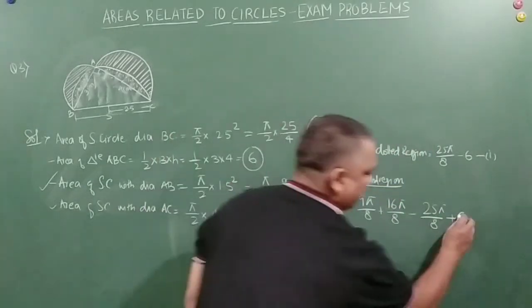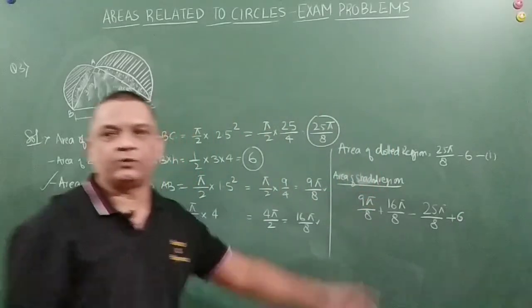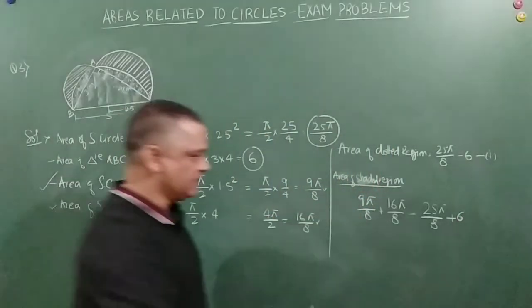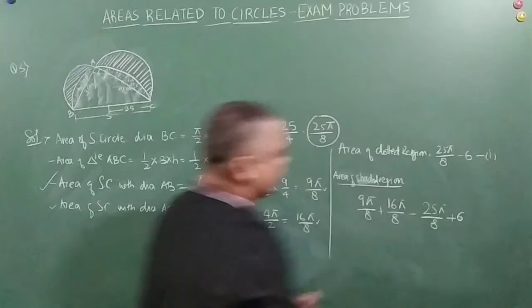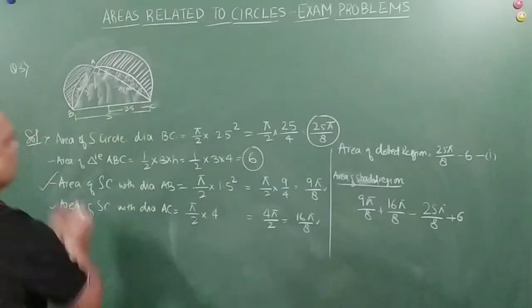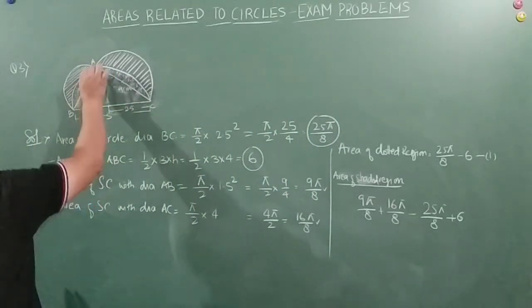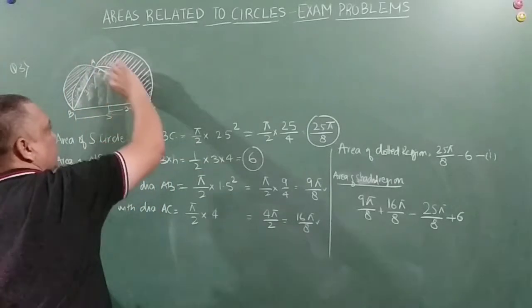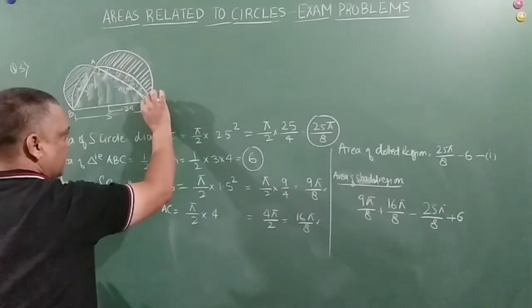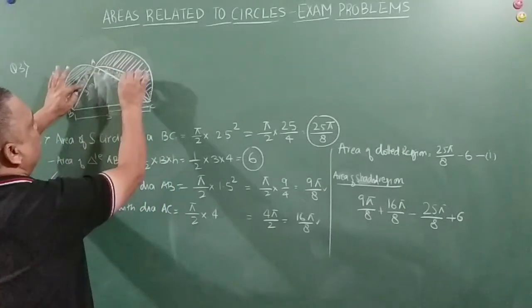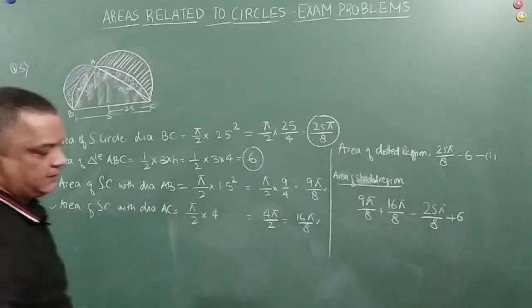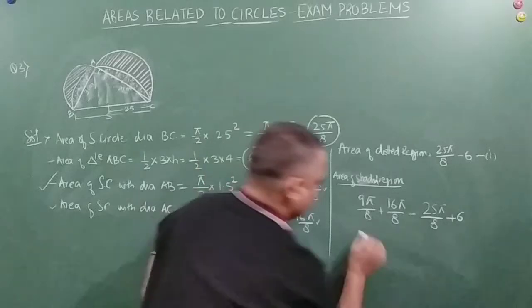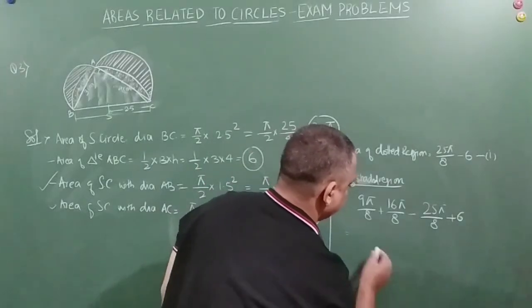I hope everybody present here would have got this. Let me just repeat. So area of shaded region is nothing but area of this semicircle, I am talking about this semicircle, plus area of this semicircle, right, minus area of dotted regions. Correct? So let's solve it.